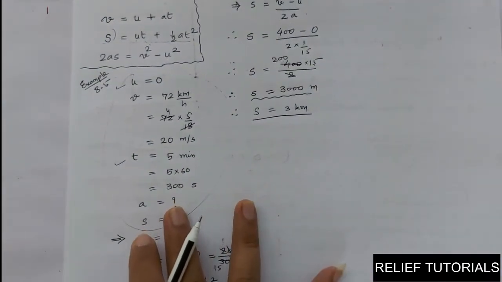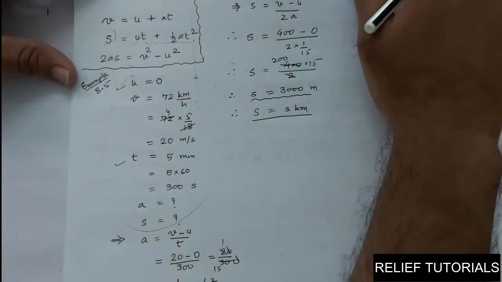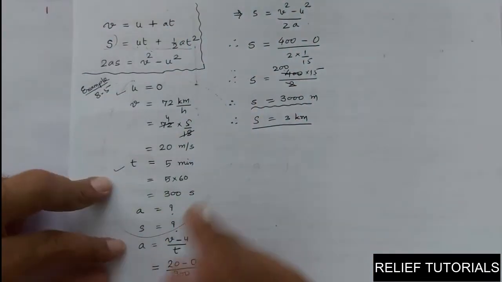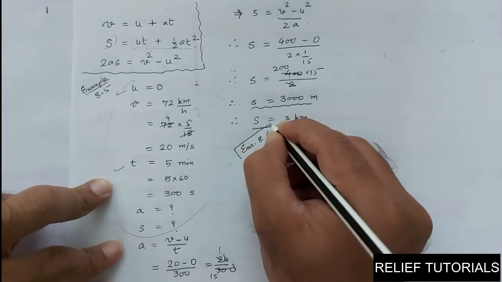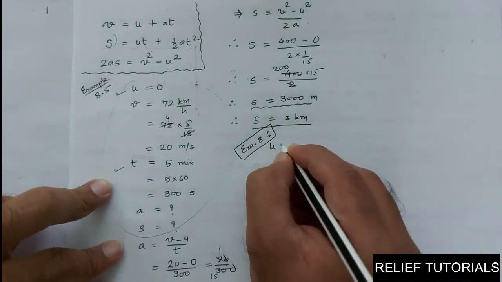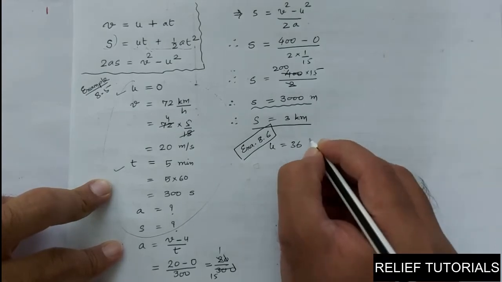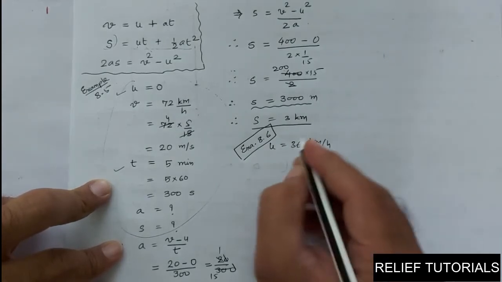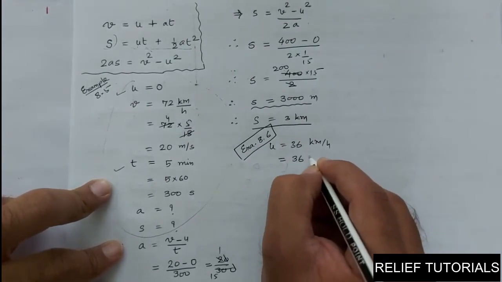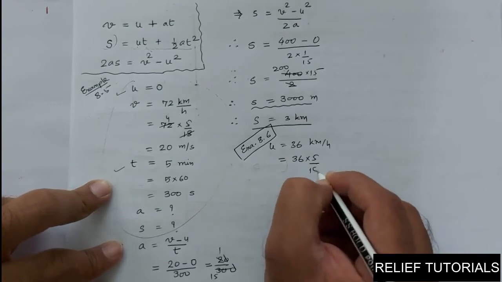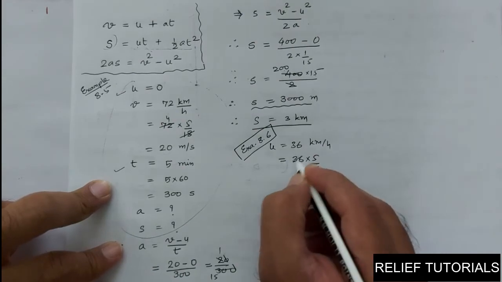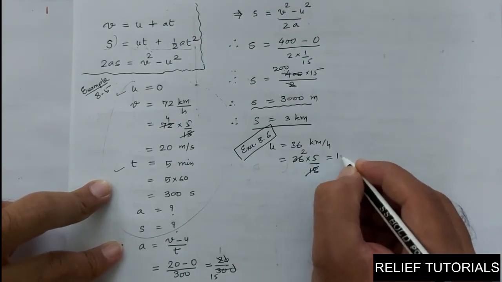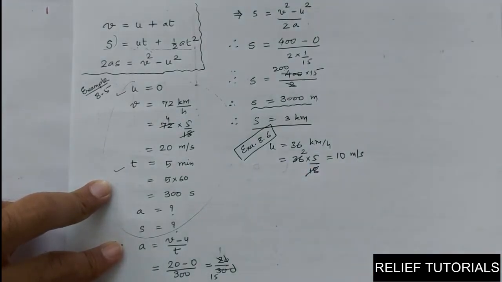Same type of question. Initially the car is moving with 36 km per hour. Example number 8.6. So initial velocity u is 36 km per hour. We have to convert this 36 km per hour into meter per second. 36 into 5 by 18. So 18 2s are 36, and 5 2s are 10 meter per second.